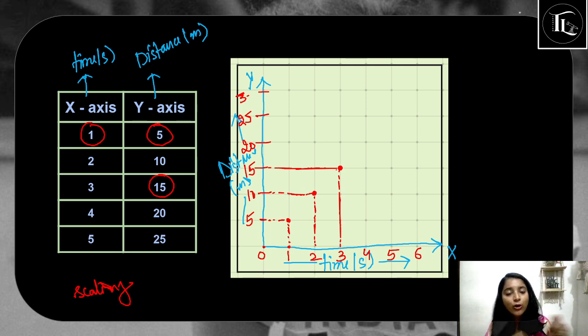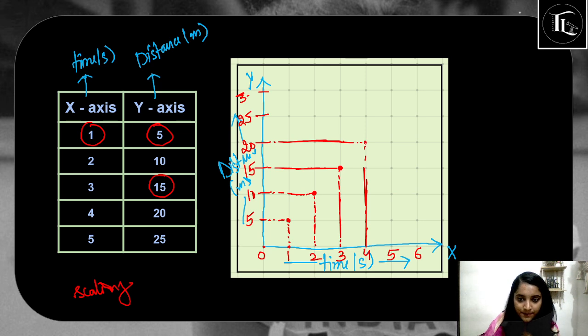Now you can make a dotted line, or you can just imagine that line. You don't have to draw it. I just have to explain to you. That's why I'm doing this. Same way with the fourth one. This is for 20 meters and 4 seconds. And same way 25 meters and 5 seconds.